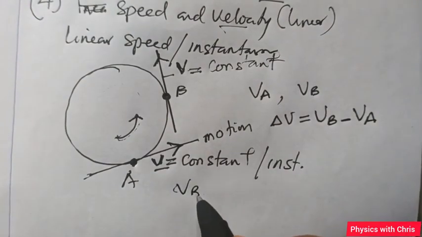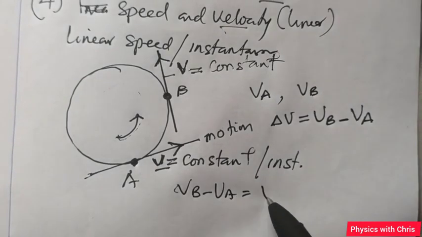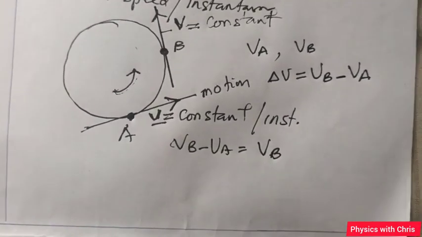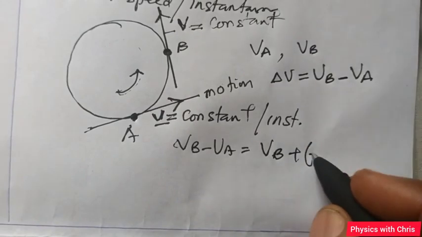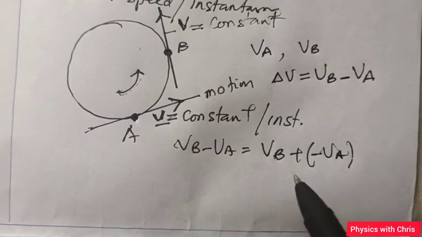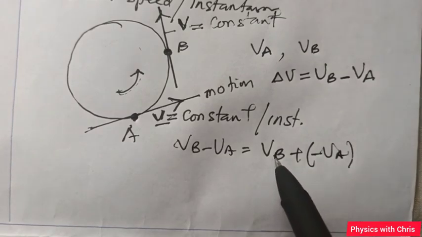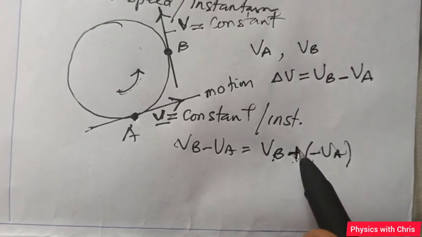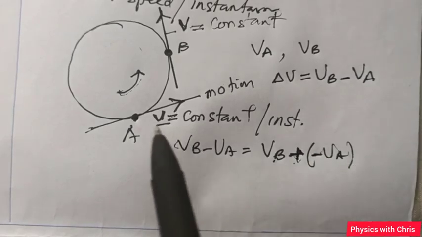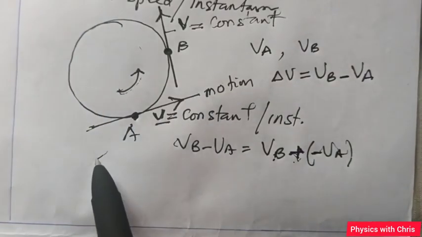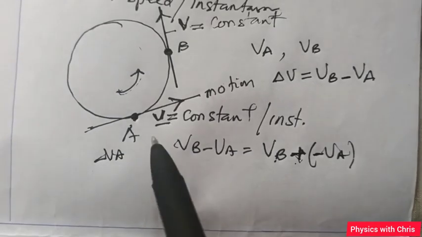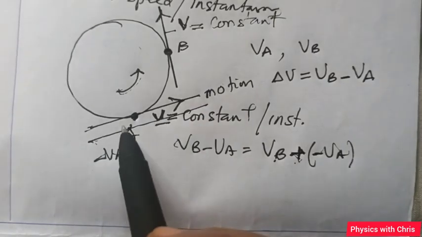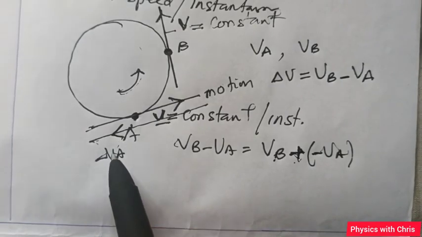Now, VB minus VA is the same thing as VB plus minus VA. In one of my videos, I explain how to add two vectors. That is to say, it is the velocity of B, followed by the negative velocity of A, because that's the same thing. So I'm going to take my VA directed this way. My negative VA is going to be a velocity equal in magnitude to VA, but directed oppositely, like this. So this is my minus VA.